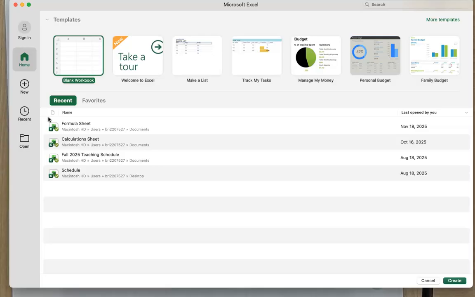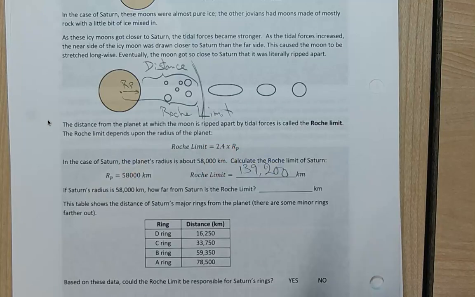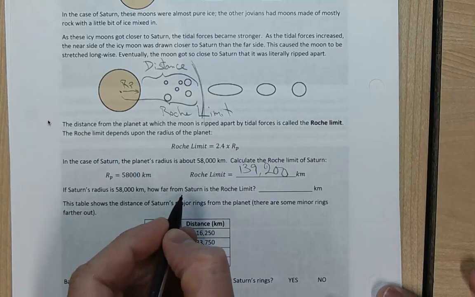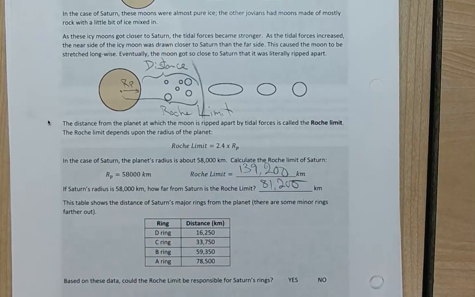All right. So if we take the distance to the Roche limit minus the radius of the planet, then that tells us that the distance from the surface of Saturn, or I should say, from the cloud tops of Saturn, out to the Roche limit is going to be 81,200 kilometers. So how far from the surface of Saturn is the Roche limit? 81,200 kilometers.